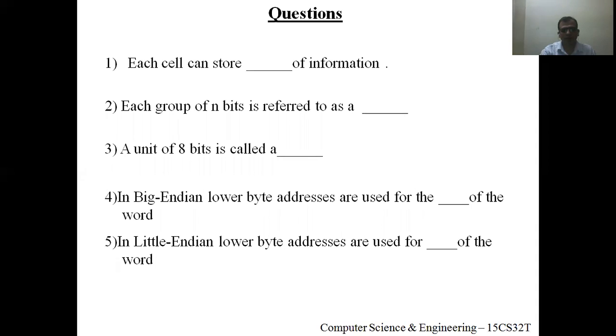Next, in the big endian, the lower byte addresses are used for the dash of the word, MSB, that is, the most significant byte of the word. Whereas in the little endian, the lower byte addresses are used for the dash of the word, LSB. Okay, the least significant byte of the word.